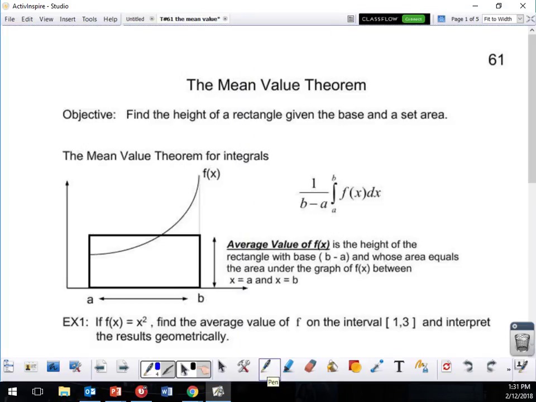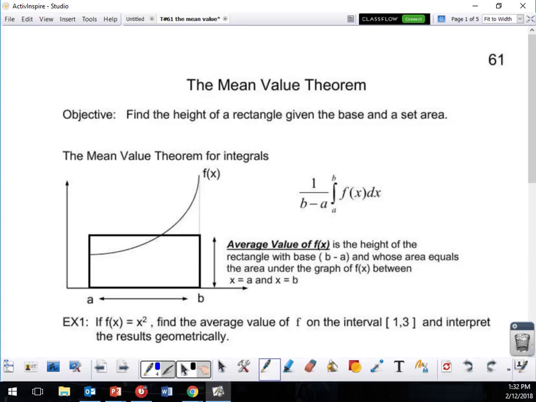Alright, so mean value theorem. So we're gonna have, okay, mean, if I'm just doing basic math, the mean is what? Average, not angry. Come on now. He's angry. So for this, it's gonna be the average area under the curve.